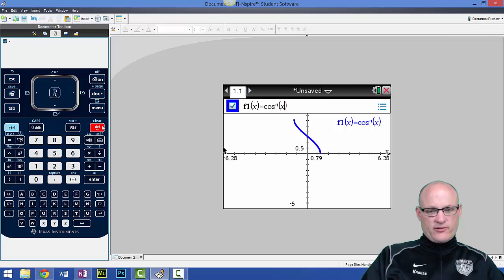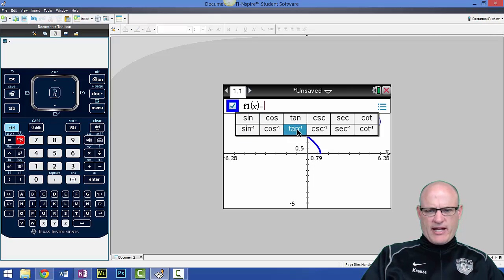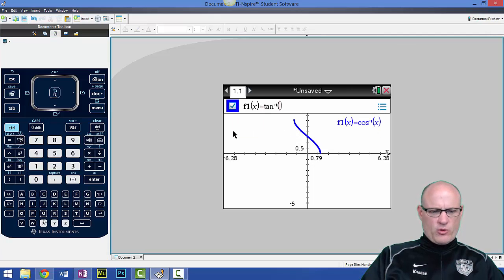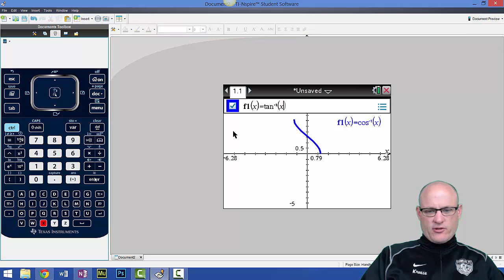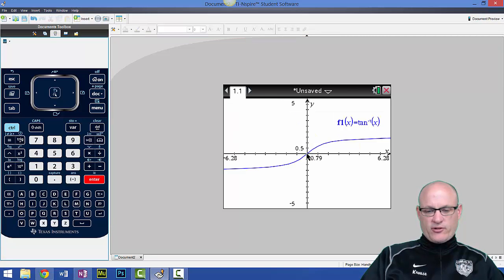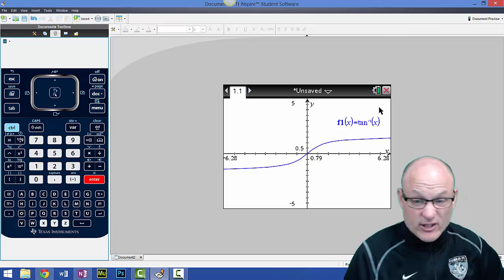And let's delete all this. Tangent inverse. Tangent inverse is kind of easy to recognize, because I'm going to ask you to do this tonight. Just real quick, can you recognize them? Tangent inverse is basically just, the tangent curve went like this. So it's just reflecting. It's a reflection over the line y equals x. The tangent inverse one's actually pretty easy to do.